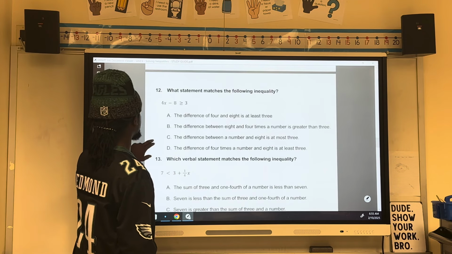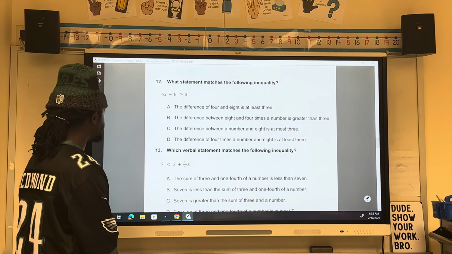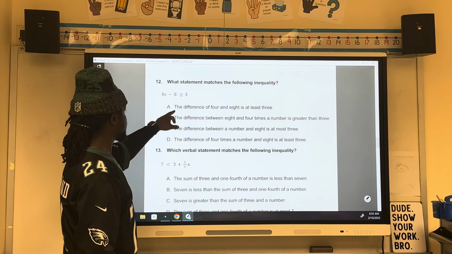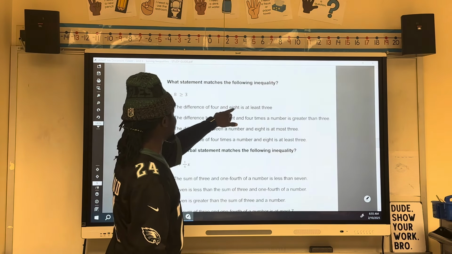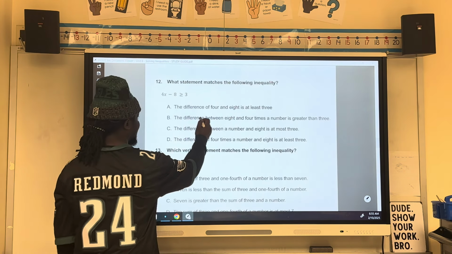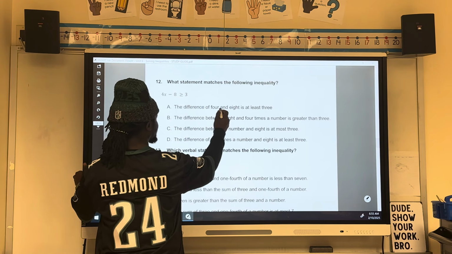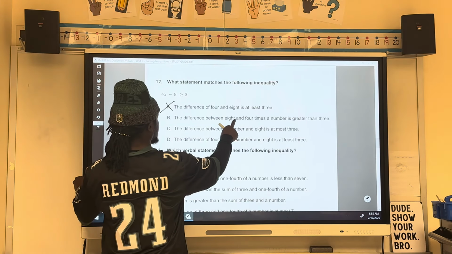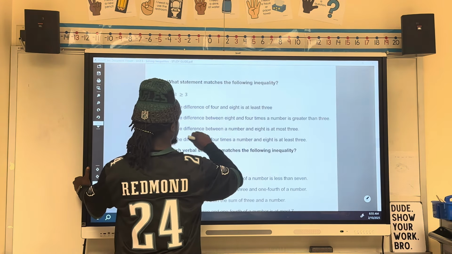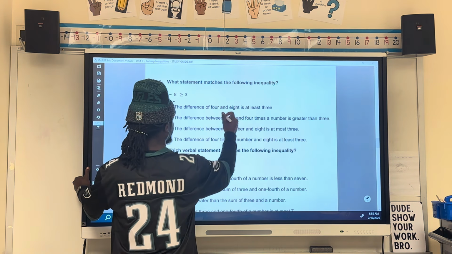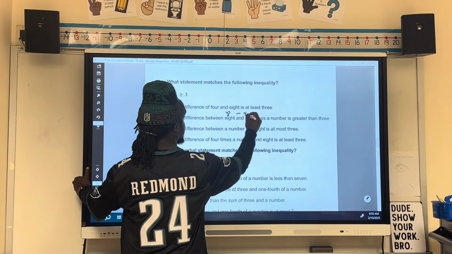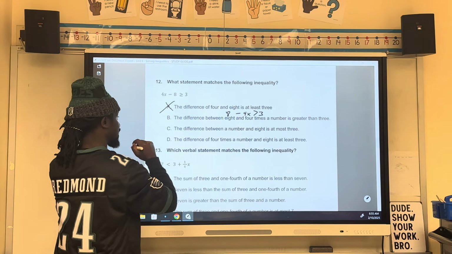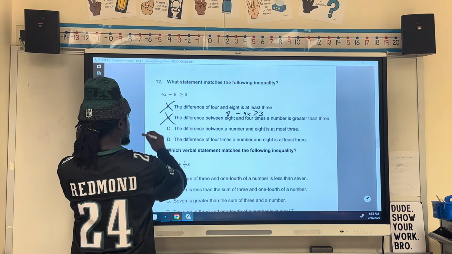All right, moving on. Which statement matches the inequality? So we got 4x minus 8 is greater than or equal to 3. Let's look at the first one. The difference of 4 and 8 is at least 3. Well, that doesn't say a number, so there's no variable there, so that's not right, okay? The difference between 8 and 4 times a number, okay? When you do difference, you don't have to flip it, so that would be 8 minus 4 times a number is greater than 3, but that's not right, because it should be greater than or equal to as well, okay?